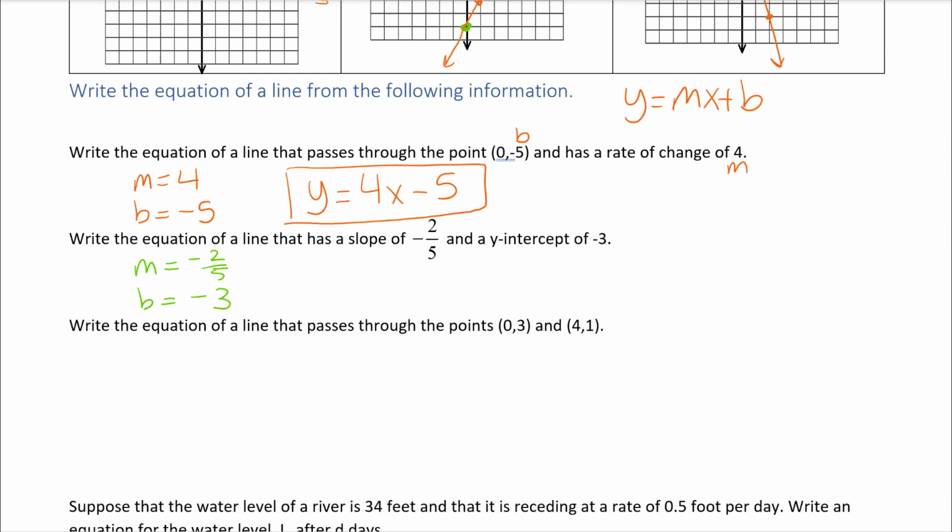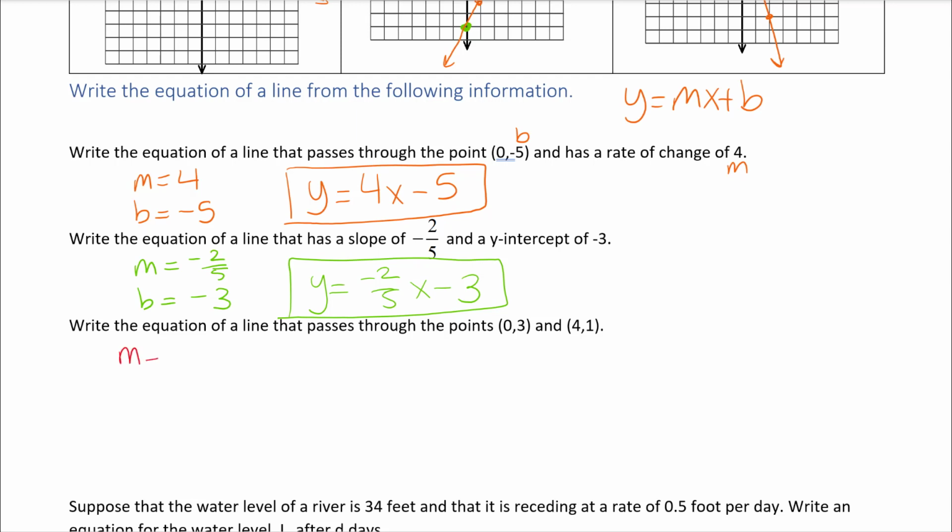All right. So I can rewrite this as an equation now. y equals m, which is -2/5, x plus b. Now my b is negative, so I'm going to go ahead and just write -3. You could put plus a -3. That's also okay. It's just a little bit more work.